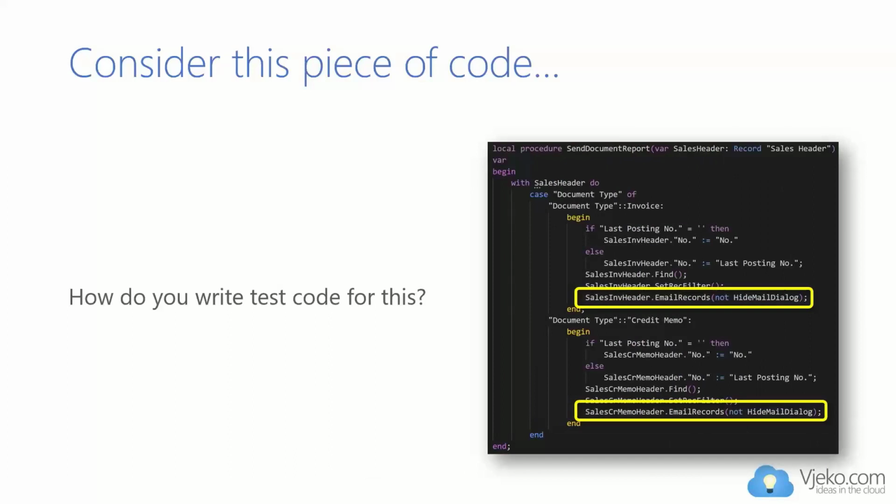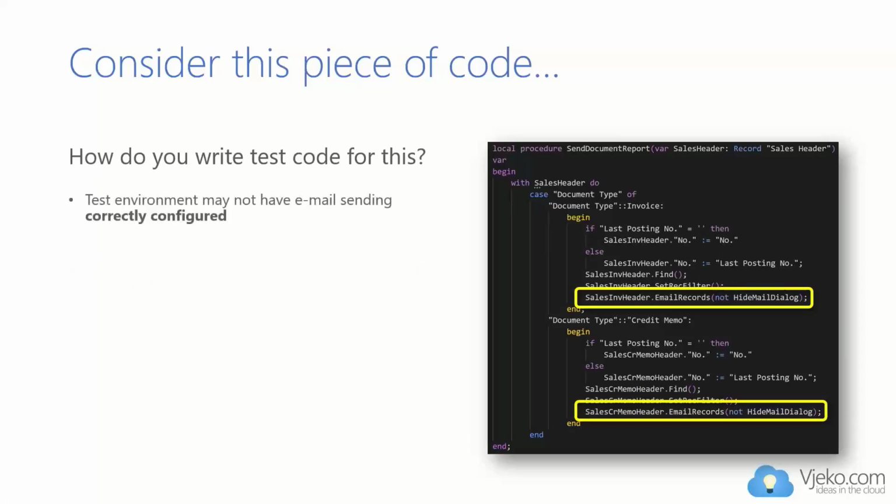How do you write tests that are meaningful and that make sense for this piece of code? Because there are a lot of obstacles that you will encounter when writing tests for code like this. For example, the test environment may not have email sending correctly configured. Maybe your Docker environment will be fine, or your cloud test instance, or sandbox, but maybe pipelines will not have correct configuration, so they will not be able to run tests correctly. You don't want tests to fail because of that.